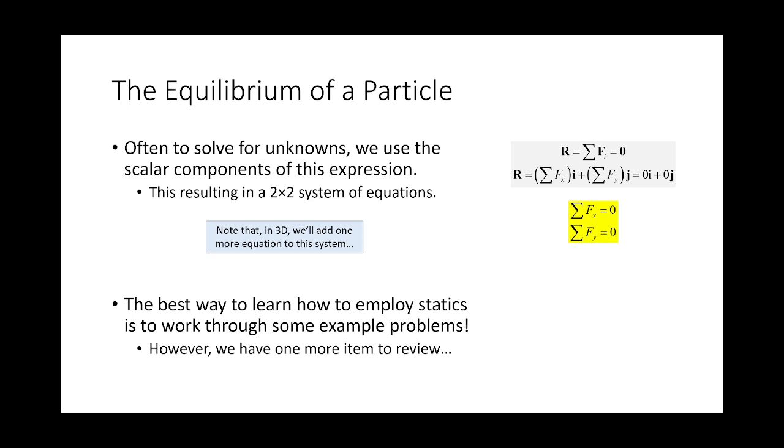That has to be 0. So what do I end up dealing with? A system of equations. 2 equations, 2 unknowns. The sum of the forces in the x direction has to be 0. The sum of the forces in the y direction has to be 0.